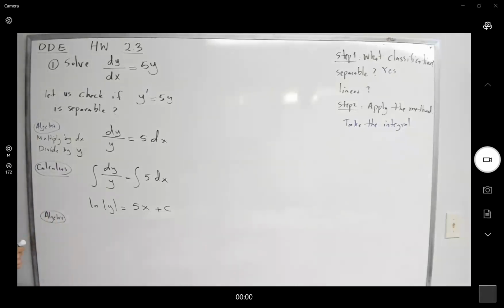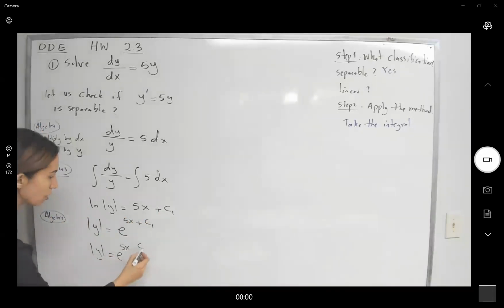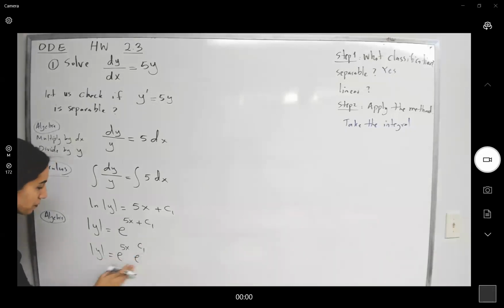Okay. Based on the definition of ln, we get absolute value of y equals e to the power 5x plus c. Again, let us just call this c sub 1. Eventually, we're going to change the letter. So we can separate these exponents. We get absolute value of y equals e to 5x times e to c sub 1. And y is equal to plus or minus e to c sub 1 times e to 5x.